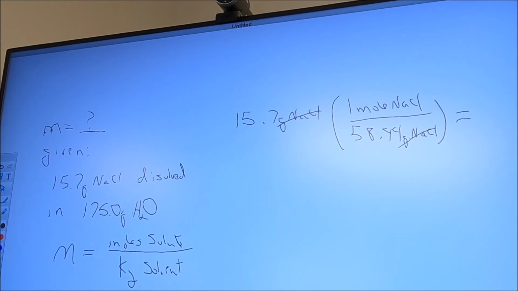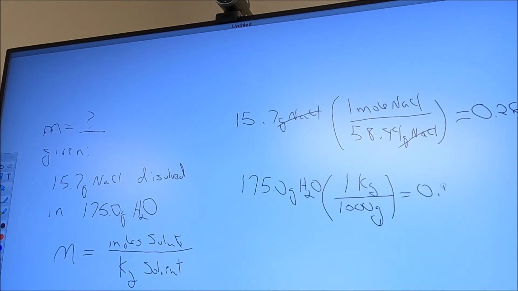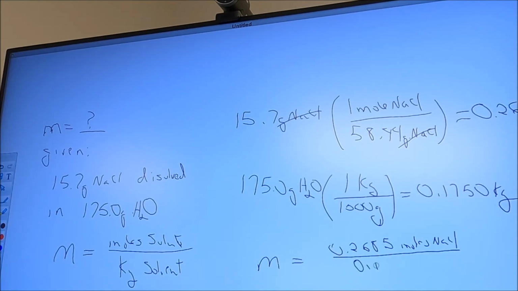So 15.7 divided by 58.44, I get 0.26865. That's overkill on significant figures. Remember, I don't want to round really until the end of the problem. And then 175.0 grams of water times 1 kilogram for every 1,000 grams. So that's 0.1750 kilograms. And then molality will be 0.2685 moles of NaCl divided by 0.1750 kilograms.